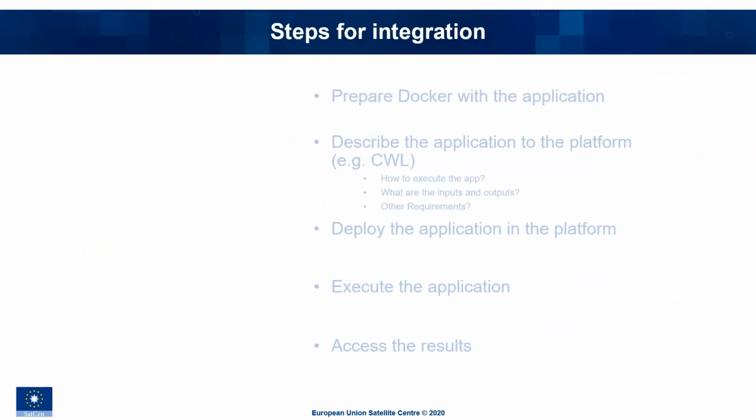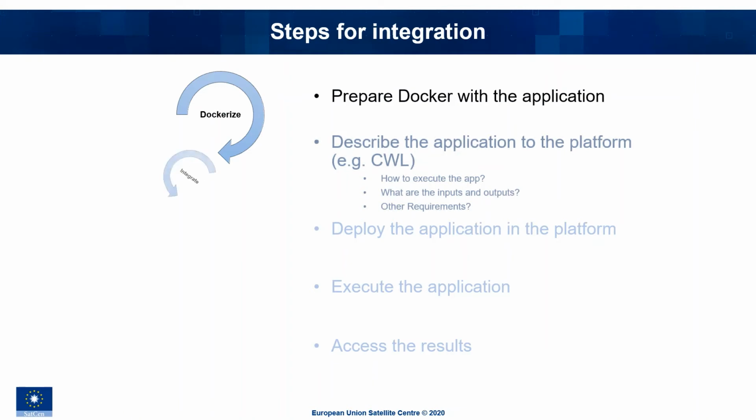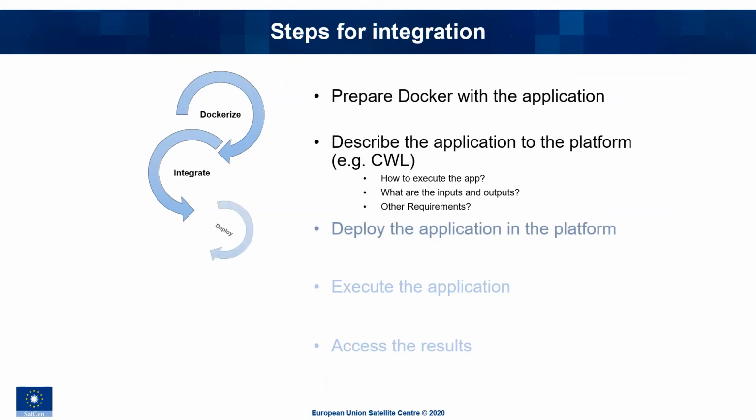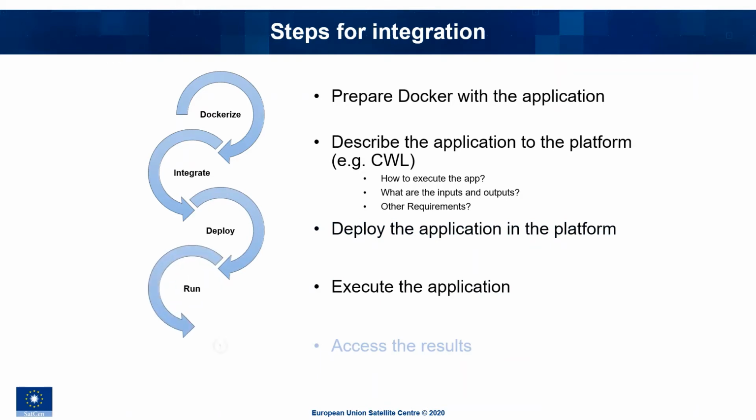To deploy the application in a platform, the first step you need is to prepare a Docker image with the application. Then, you need to prepare the description of your application so the platform knows how it is executed. What are the inputs and outputs? Does it have any special requirements? This can be done with different formats. Finally, you can deploy your application following the specific platform's manual and start to use it.